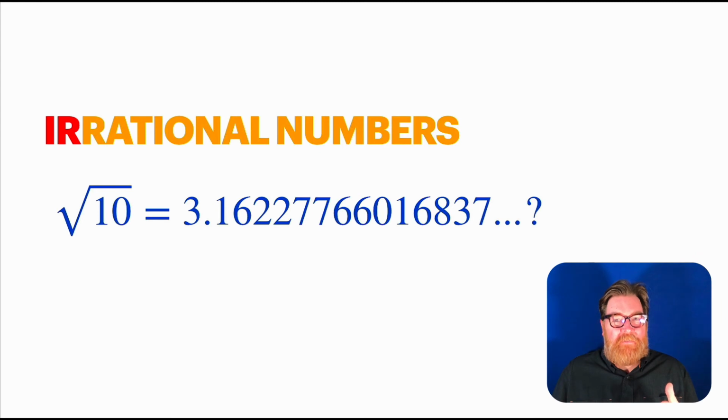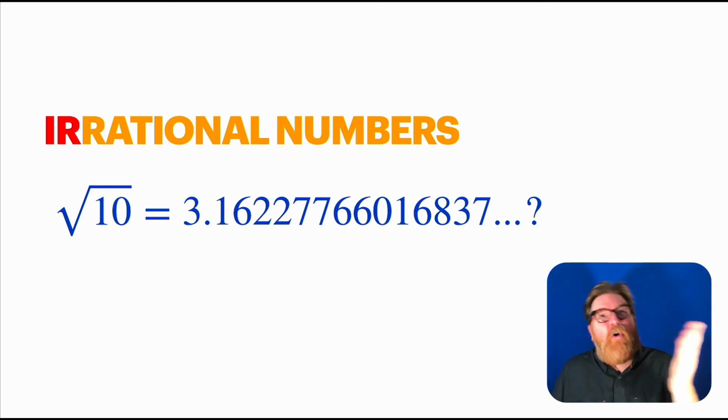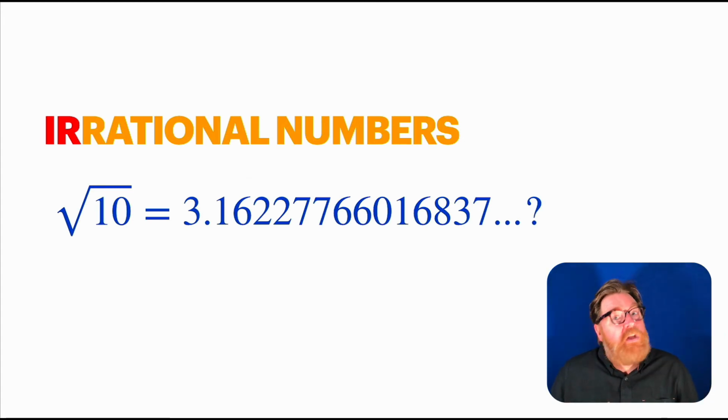The decimal version of square root of 10. Look at that, 3.16227766016837 dot, dot, dot. But that dot, dot, dot's a little different than the dot, dot, dot we had before, where it was like, oh, you mean just keep putting threes forever? Like 3, 3, 3, 3, 3, 3, 3, 3. This one, we don't know what's coming next. That's why I put the little question mark there. In fact, this decimal goes on forever.